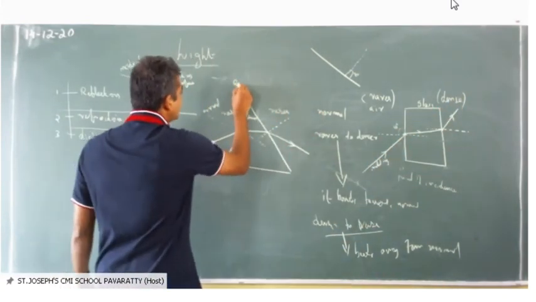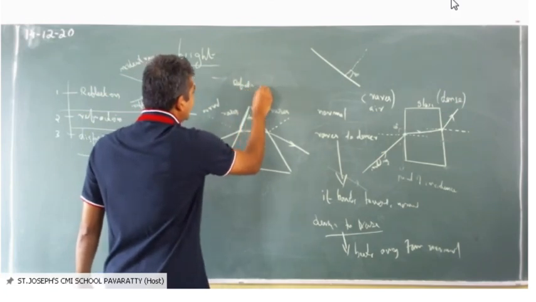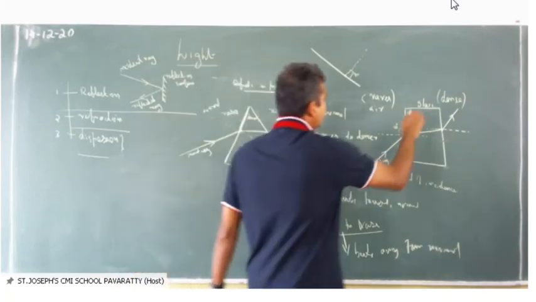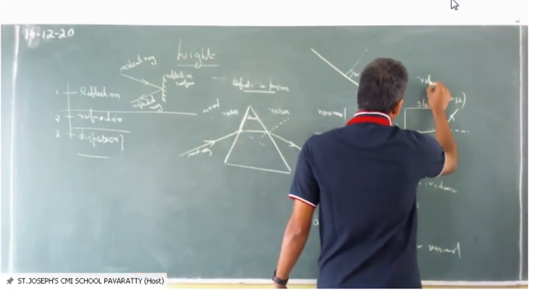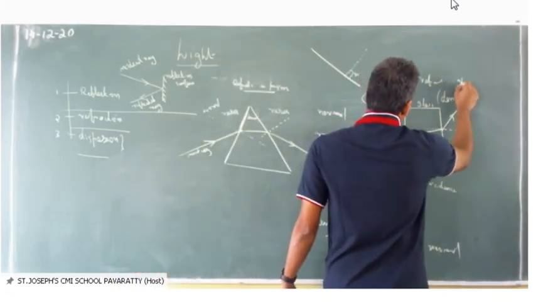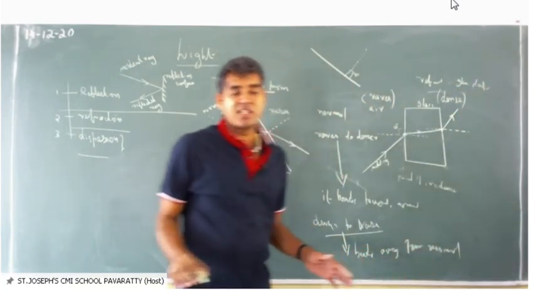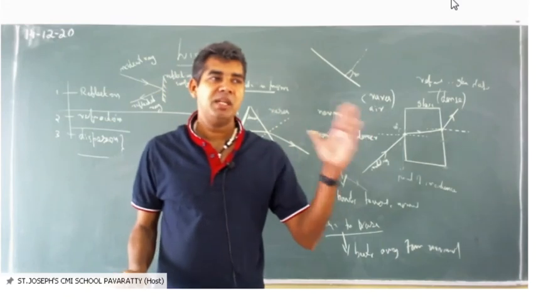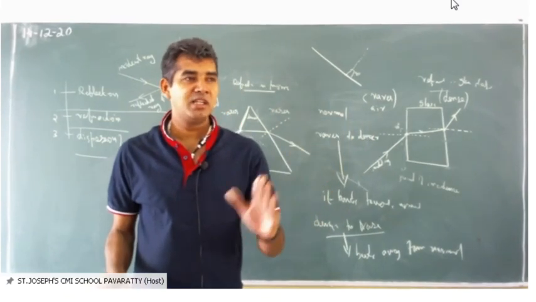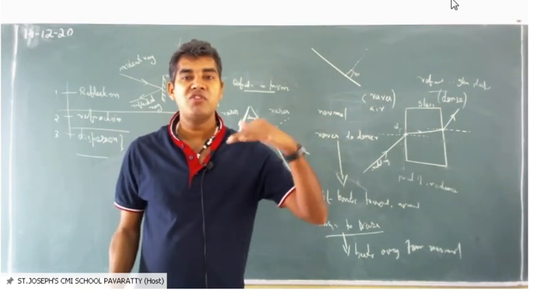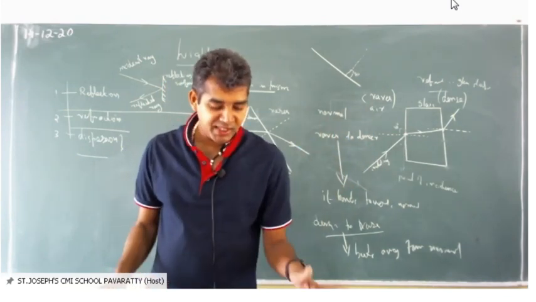So, refraction in prisms. This is a model of refraction in glass slabs. Wherever you are doing refraction, just think: if it is from rarer to denser, it goes closer to the normal. When it is from denser to rarer, it goes away from the normal. I think it's clear.